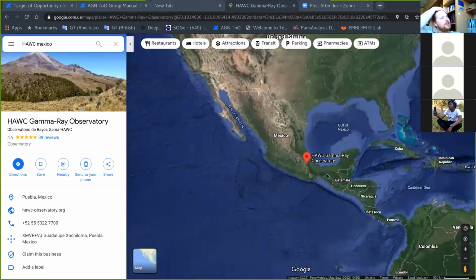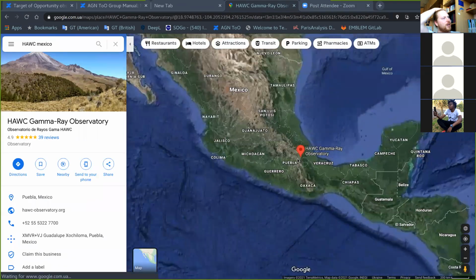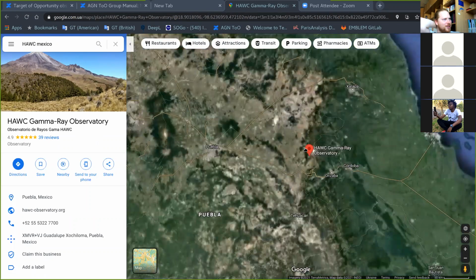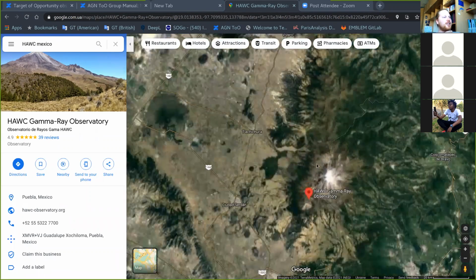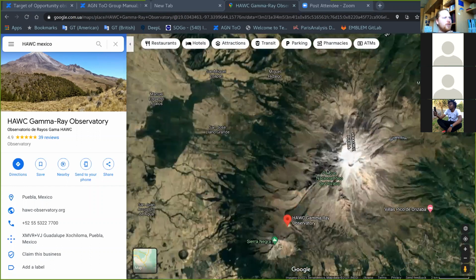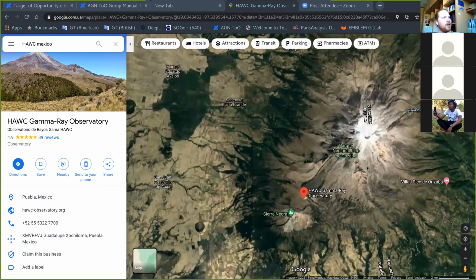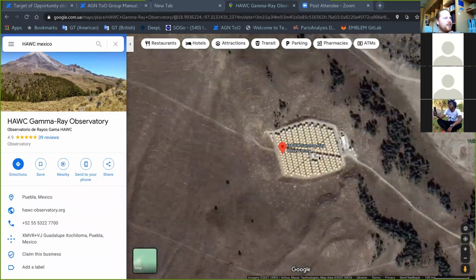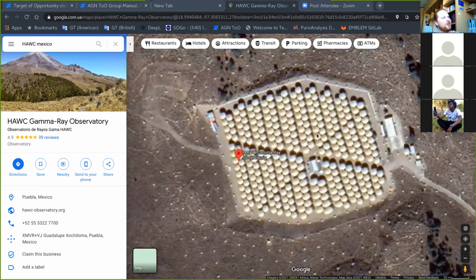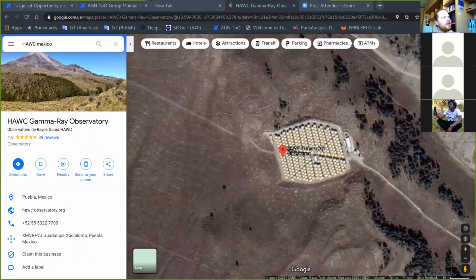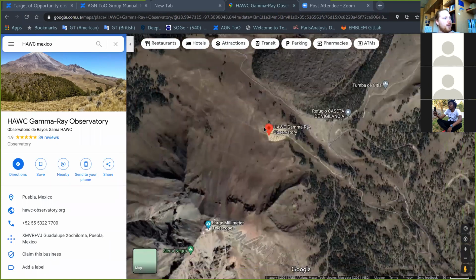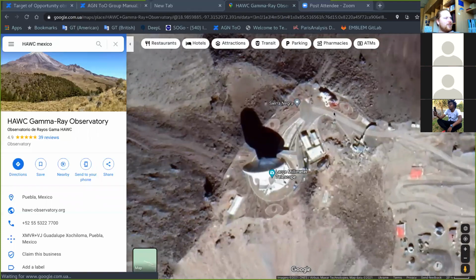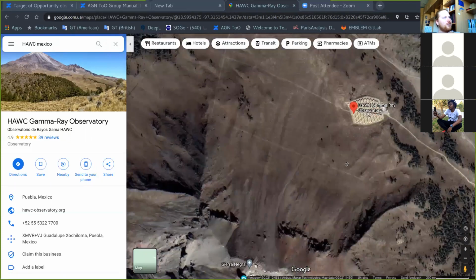So yeah, this is Mexico, and it's located high in the mountains. You see Mexico City, Puebla, and it's located here in the national park, Parque Nacional Pico de Orizaba, in the Puebla region. And here it is, a view on Google Maps. So 300 water tanks high up in the mountains, and it's, by the way, not far from the Large Millimeter Telescope. So they're neighbors. So yeah, now you know the location of HAWC.